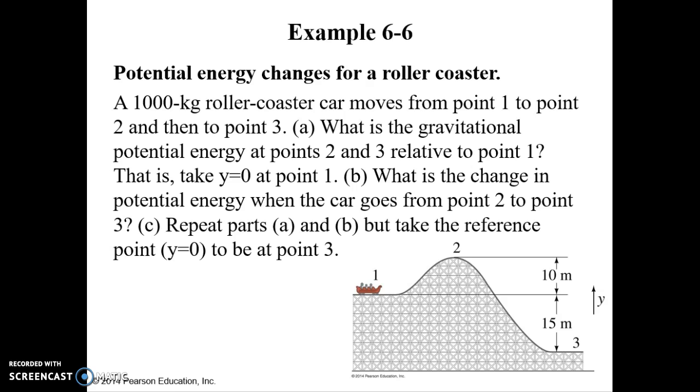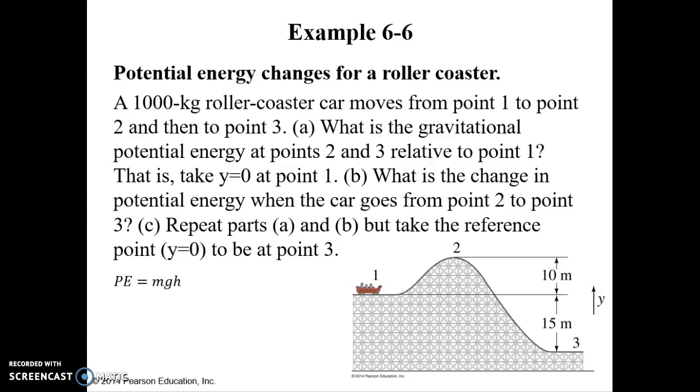For our first example, we have a 1,000 kilogram roller coaster car that moves from point 1 to point 2 and then to point 3. What is the gravitational potential energy at points 2 and 3 relative to point 1? Meaning, take y equal to 0 at point 1.